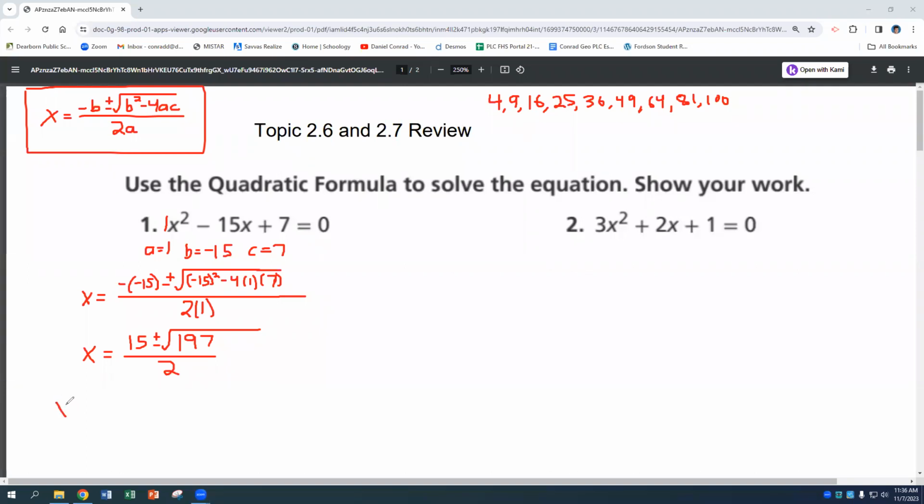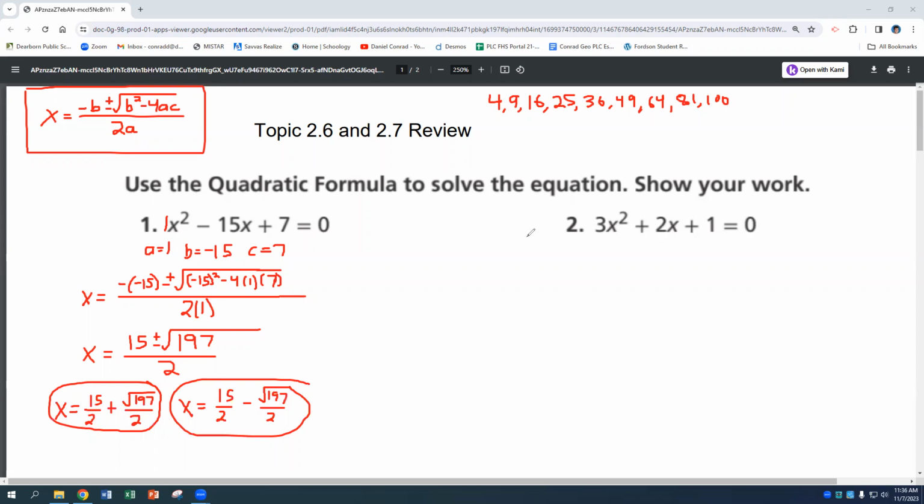All right, so my two answers then are simply going to be 15 over 2 plus the square root of 197 over 2. Okay, and then x is 15 over 2 minus the square root of 197 over 2. And those would be my two answers.